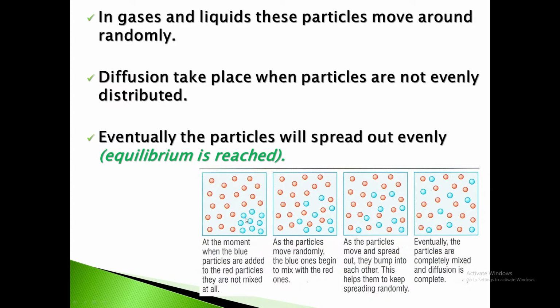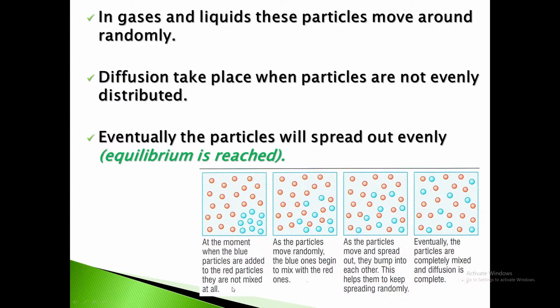Right. So in looking at the box to the extreme left, the notation is saying, at the moment when the blue particles are added to the red particles, they are not mixed at all. So basically you would have the container having the red particles, and then some blue ones will be added to it. The exact spot where the blue ones would have entered that container, that's where they are now, because the process of diffusion would not yet have started.